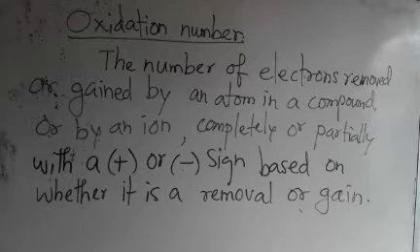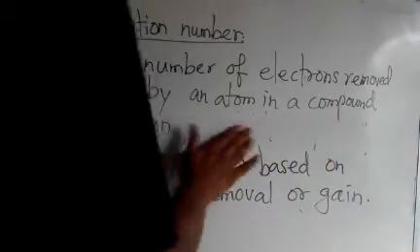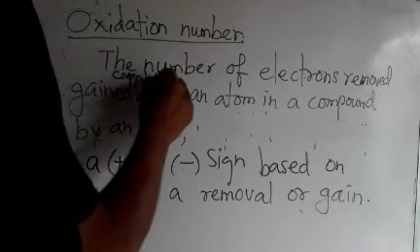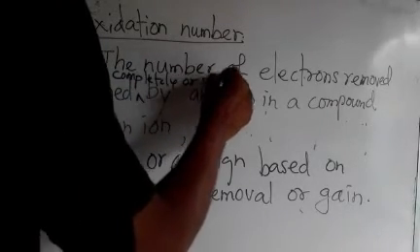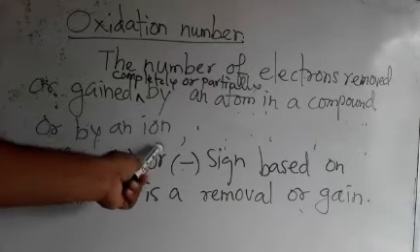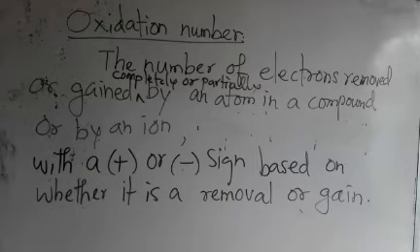Completely or partially removed or gained. So I just change it: the number of electrons removed or gained completely or partially by an atom in a compound or by an ion, with a positive or negative sign based on whether it is a removal or gain.